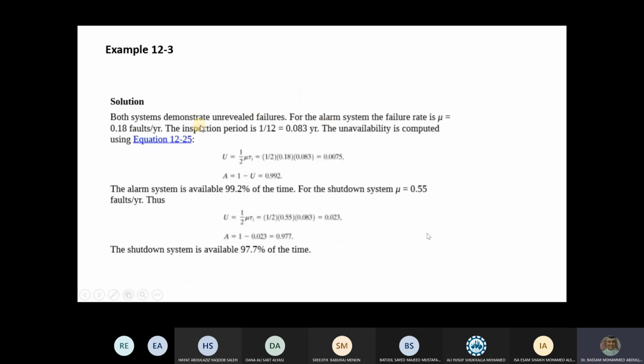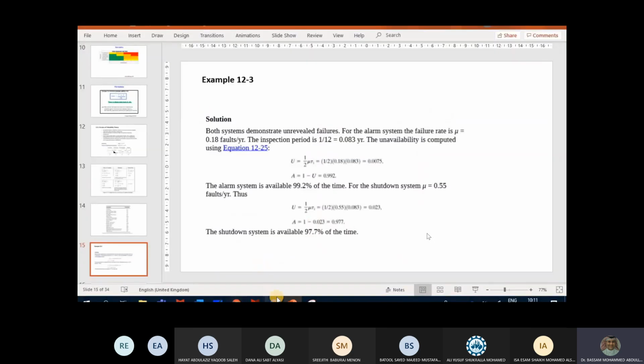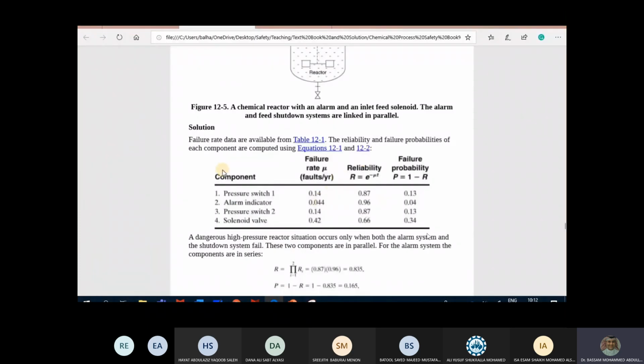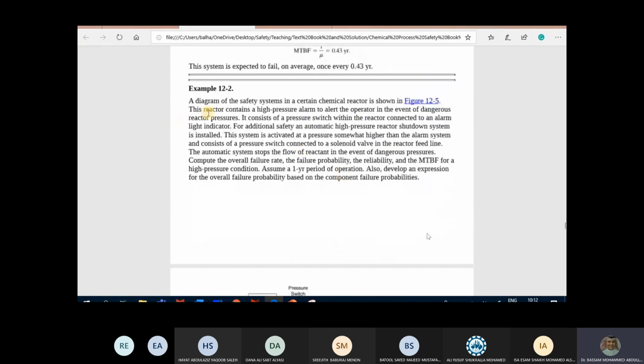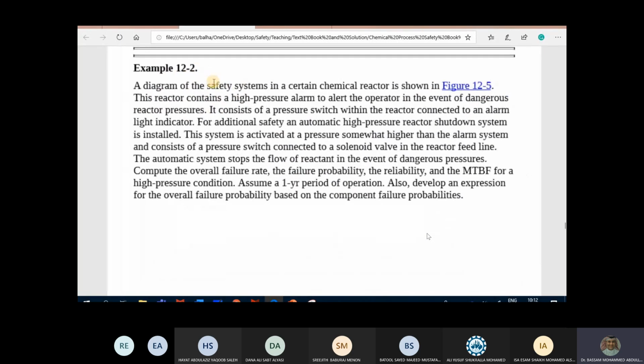Just to take an example, both systems demonstrate unrevealed failures. For the alarm system, I just worked out the solution. So this is example 2.3. Let's go to example 2.3 and find out the problem. But before we get to example 2.3, there's one problem I think it is good to solve, which is example 12.2.